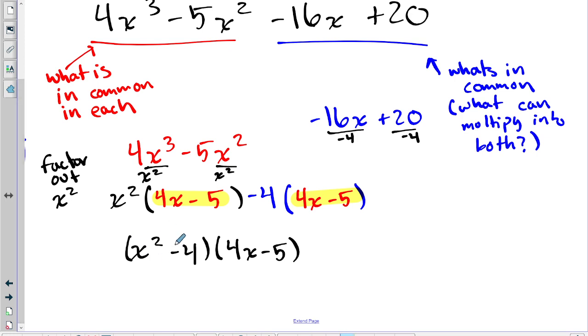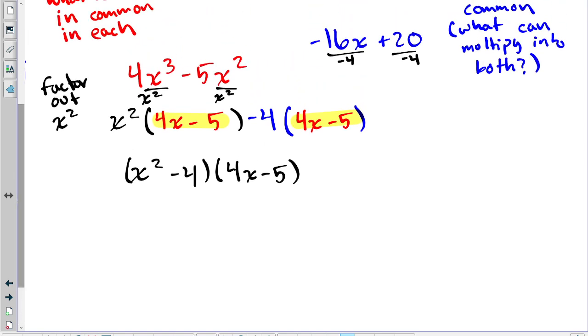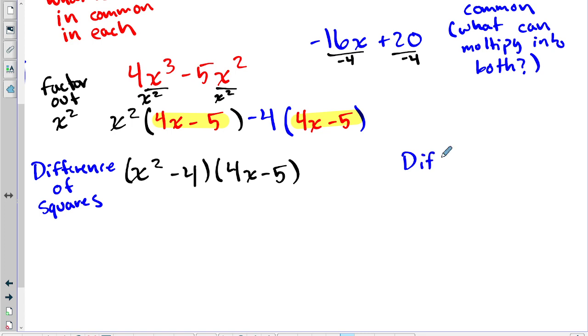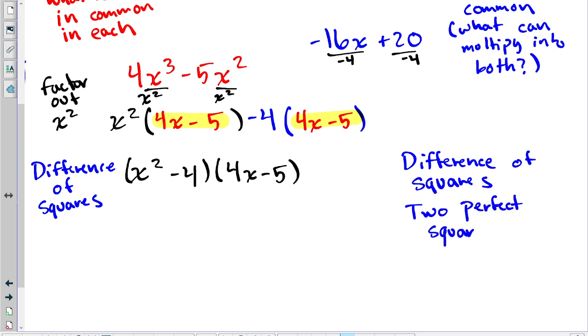Now, because I still have an x squared, I can take one more step. I can use difference of squares to factor x squared minus 4. The difference of squares simply means this, and I'm going to do this off to the side. Difference of squares. If you have two square things, two perfect squares that are subtracted from each other, two perfect squares subtracted, right? Difference of squares, two perfect squares subtracted.